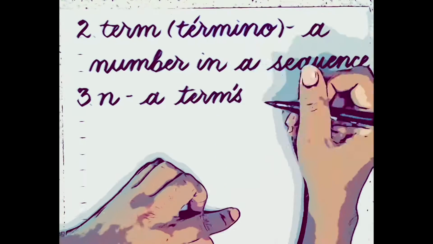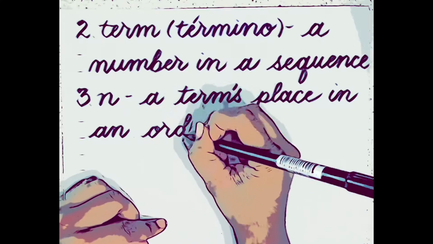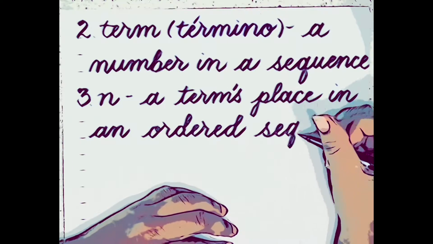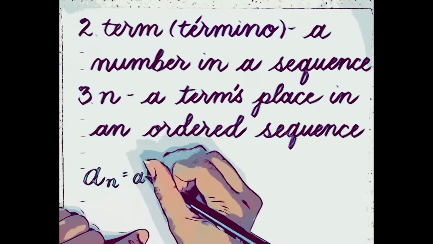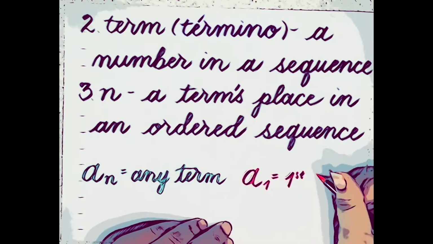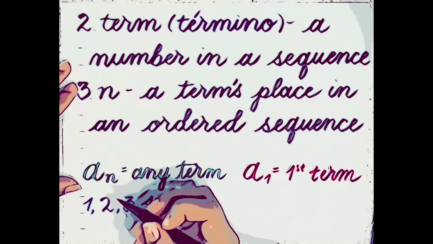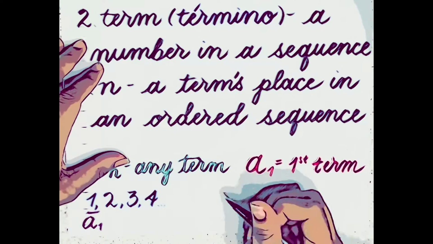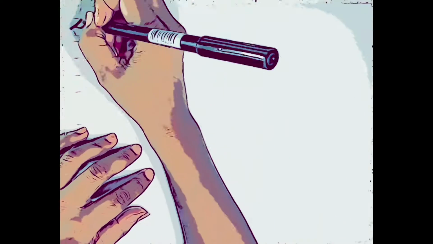N, or n, is a term's place in an ordered sequence, o la posición de un término en una secuencia. So an represents any term in a sequence, and a1 is the first term. an representa cualquier término, a1 representa el primer término. All right, so 1 and 56 are a1 from our examples.